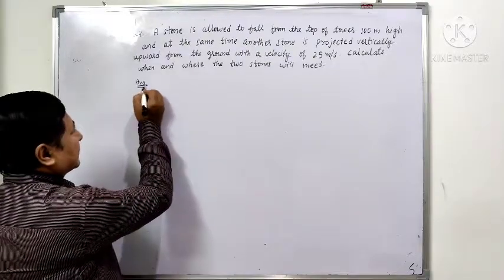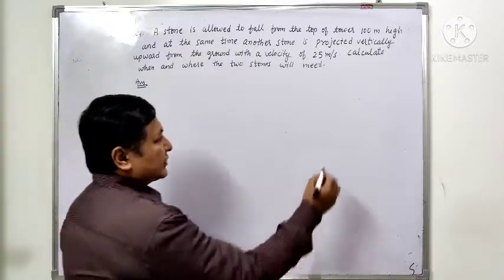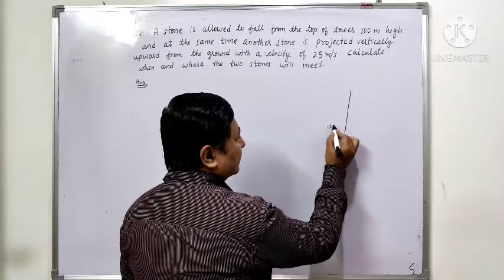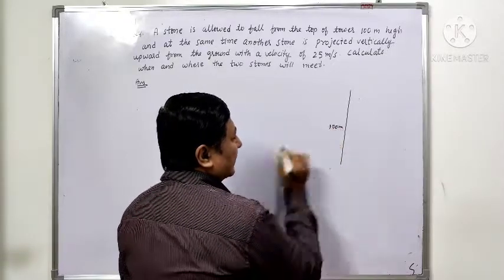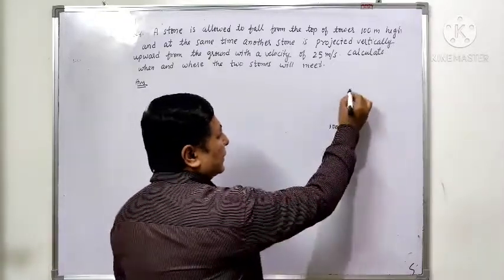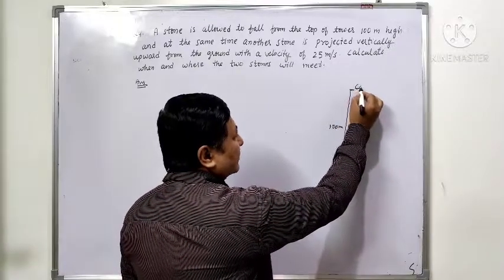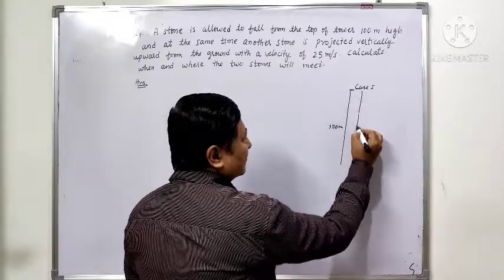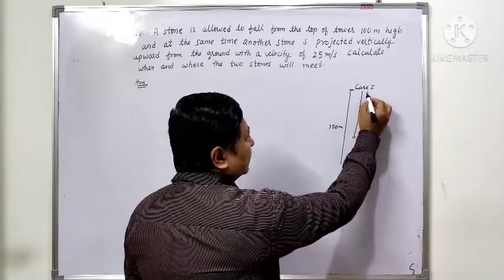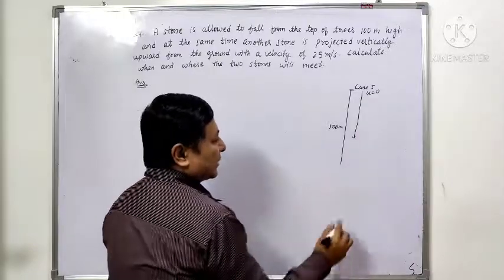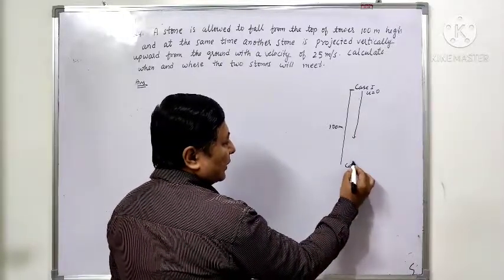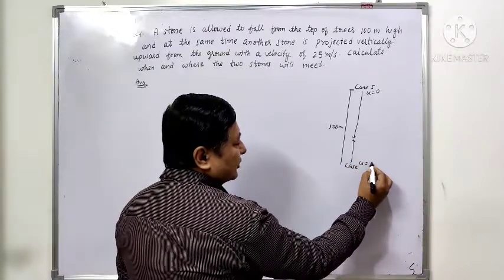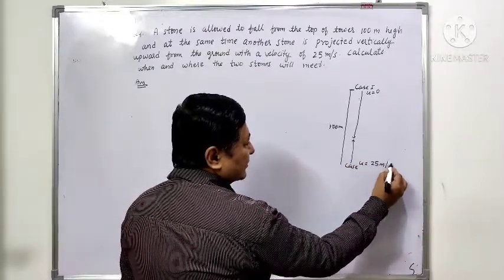Now in this question, it is given that there is a tower which is 100 meter high. So the total height is 100 meter. A stone is dropped from here. So in the first case, a stone is dropped from here, so the initial velocity will be 0. And in the second case, a stone is thrown vertically upward, so the initial velocity is 25 meter per second.